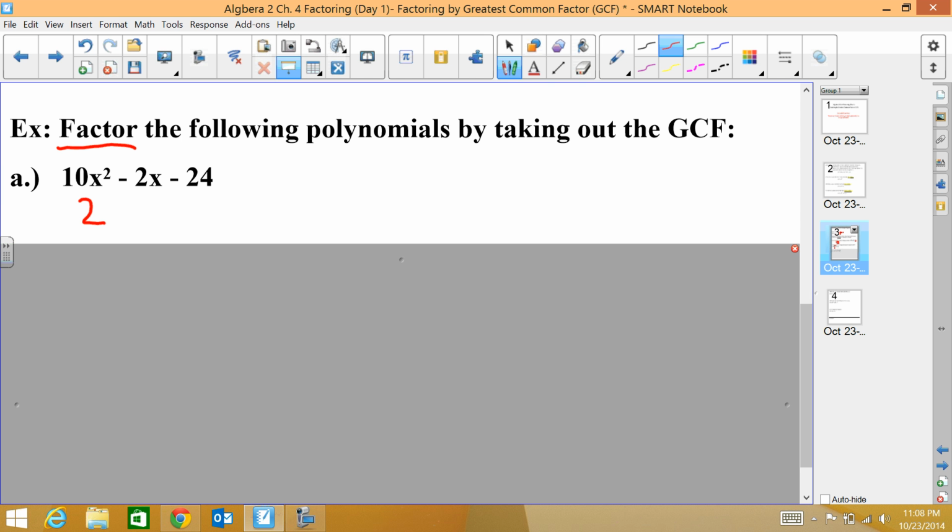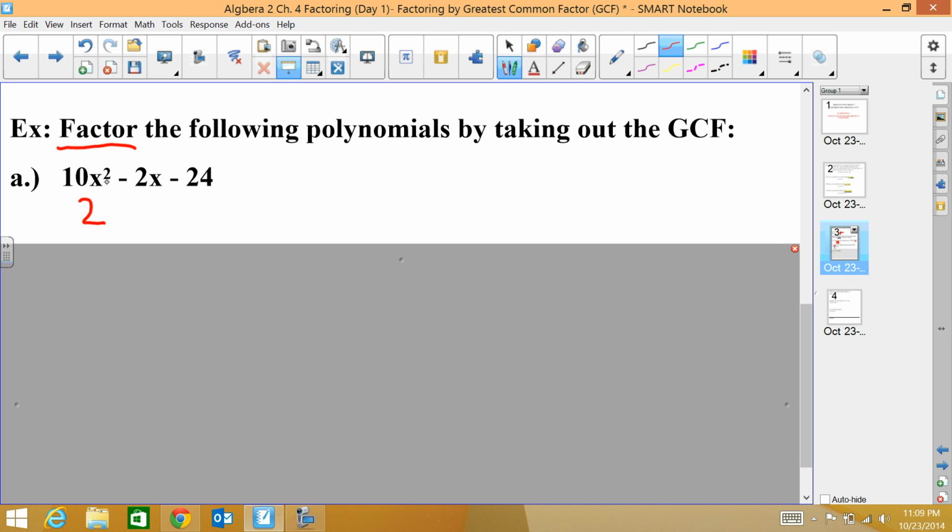And then I need to look and see if I can divide out anything else. Well, if I look at the variables, this 24 does not have a variable, so therefore I cannot take out an x or x squared or anything else from these 3 terms because the 24 doesn't have one. So 2 is my greatest common factor.